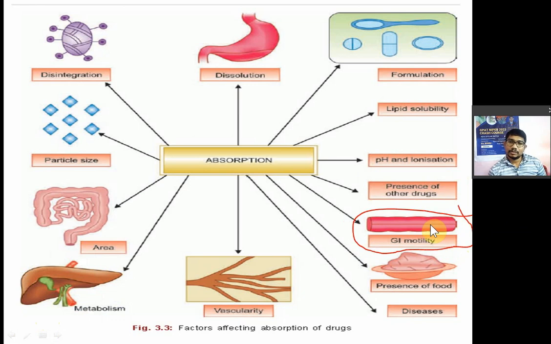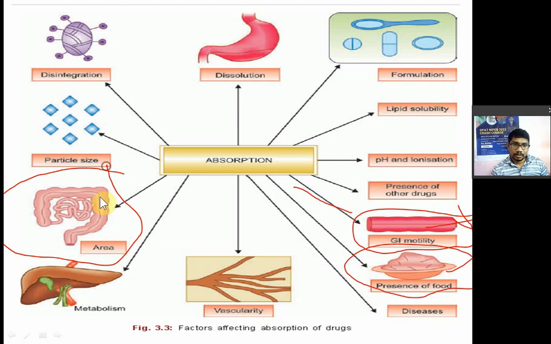Presence of food. If a lipid soluble drug is there and you are eating fatty food, what will happen? There is more absorption of that. Some foods will retard the absorption of drugs. Now the next one is the area of absorbing surface. As the area of the absorbing surface increases, absorption increases, so it is directly proportional. The next one is the vascularity. The more the vascularity, or blood vessel supply to the absorbing surface, the more the absorption.